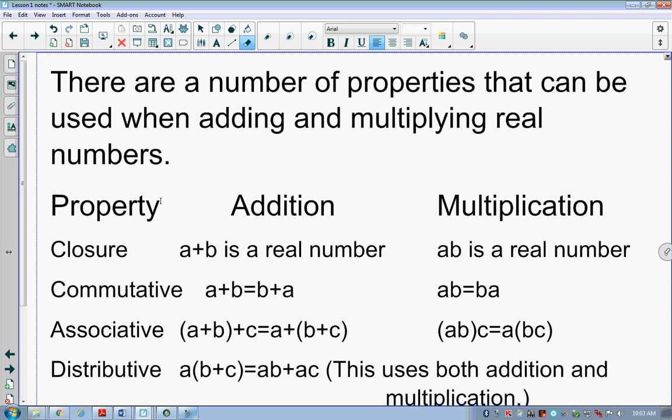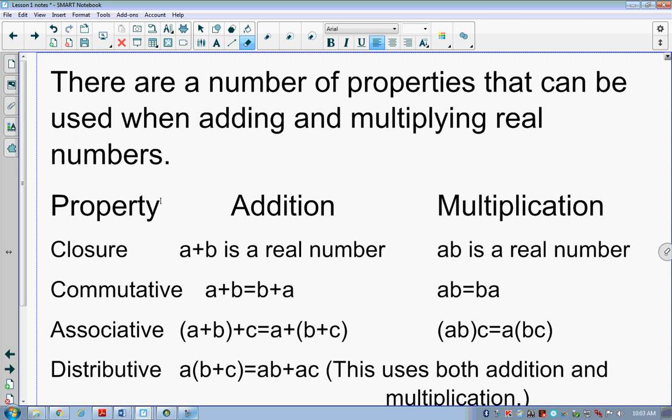Associative property allows me to move the association, or the parentheses, around, again when it's all multiplication or when it's all addition. So a plus b plus c is the same as adding a plus b and then adding c after that, or I can add b plus c and then add a after that. It's just the association. The same thing works with multiplication. You guys can see that.